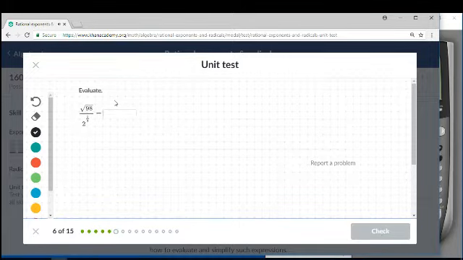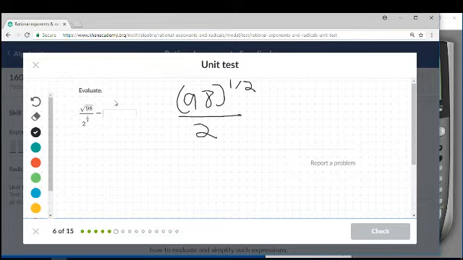Square root of 98 over 2 to the 1/2. All right. So that means that we're looking at 98 to the 1/2 over 2 to the 1/2. All right.